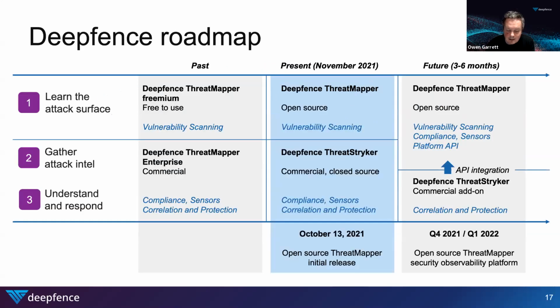Our roadmap is based on taking a lot of the existing technology from the Deepfence products that have been developed to date and moving those across to build out this open source platform that combines vulnerability scanning, compliance scanning, runtime sensors, and then provides the data through a platform API. We have some fantastic technology around correlation and protection that can act on this data, but with an open platform, with open APIs, of course, there's the capability for anybody in the community to build tools that can benefit from the data that we are able to capture and provide.